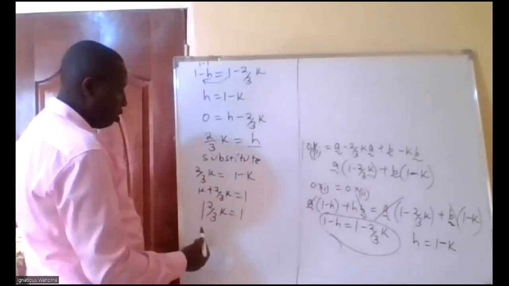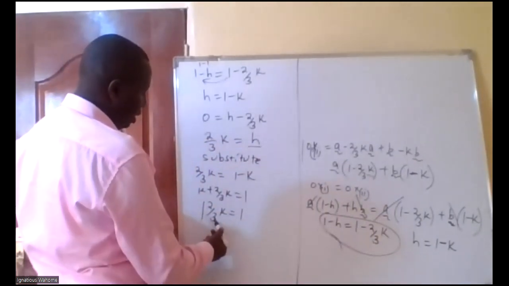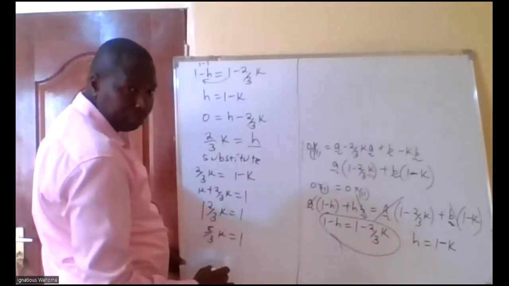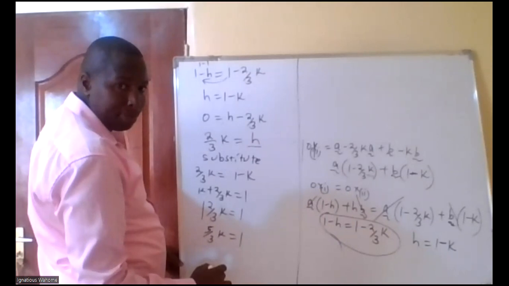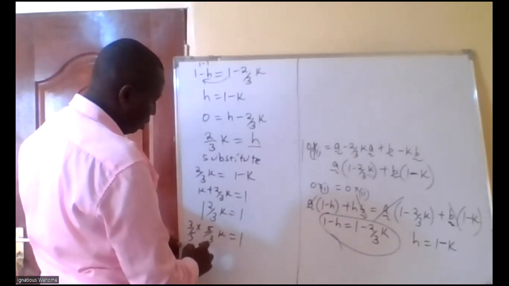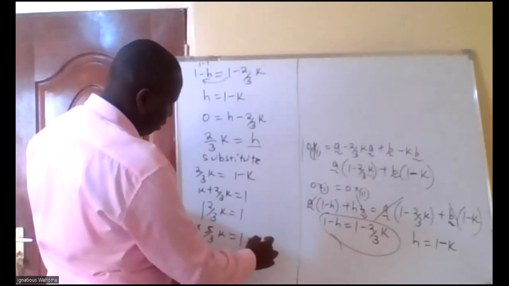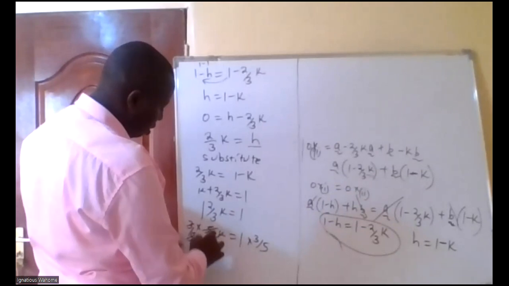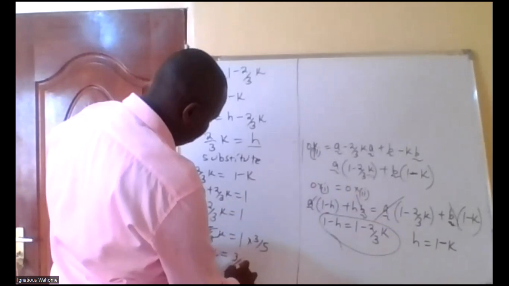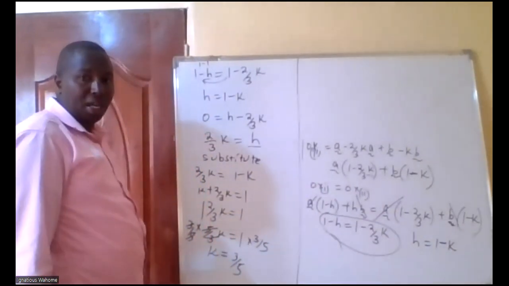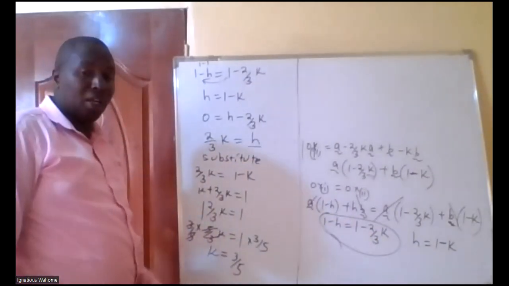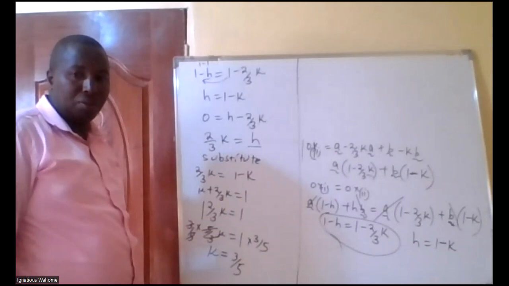So find K. Convert this one into an improper fraction. You get 5 over 3 K equals 1. Therefore, to get K, you can multiply both sides by 3 over 5, so that this cancels this. You get 1 times 3 over 5, that is 3 over 5. That is K. So the value of K is 3 over 5.